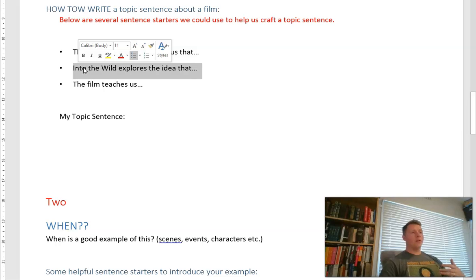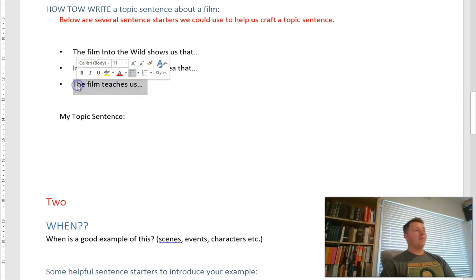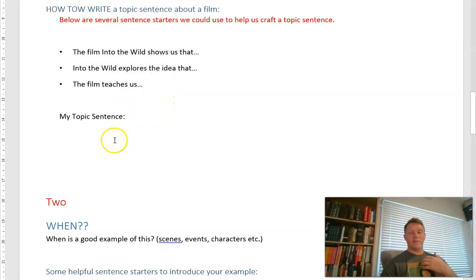for example, society can be a very ugly place. People can be very harsh to each other. Or I could write, the film teaches us that happiness can only be obtained by being with other people. By completely isolating yourself, you can't be truly happy. Maybe. They're just a couple of examples, but I want to stick to my topic.